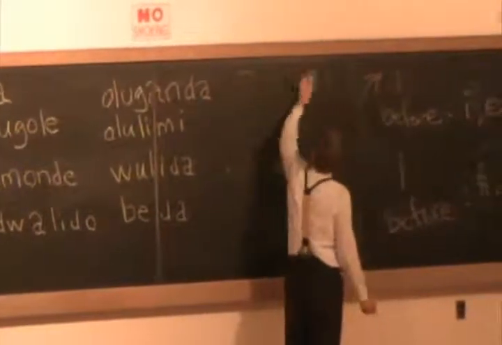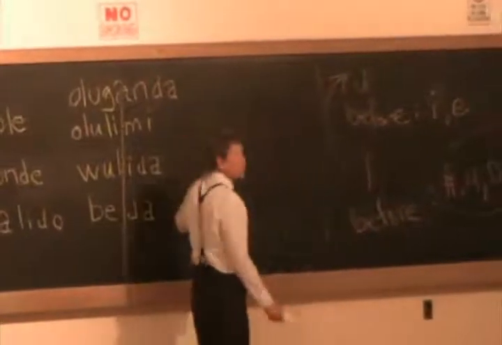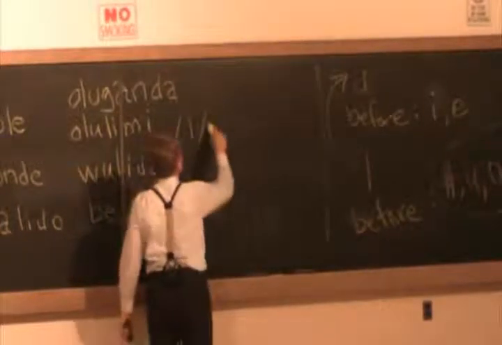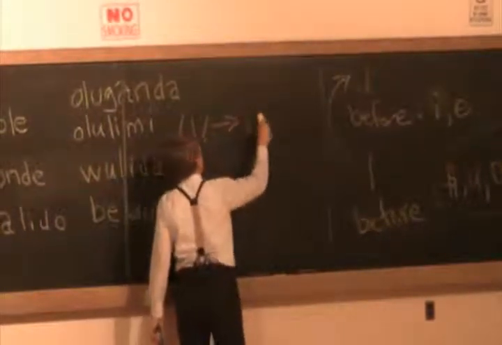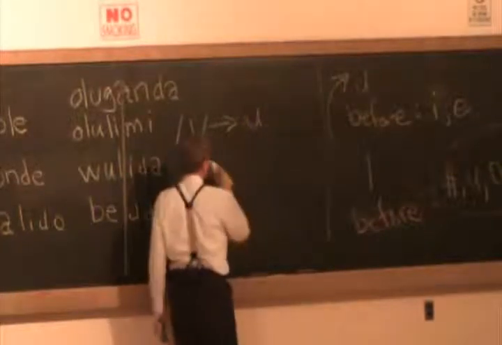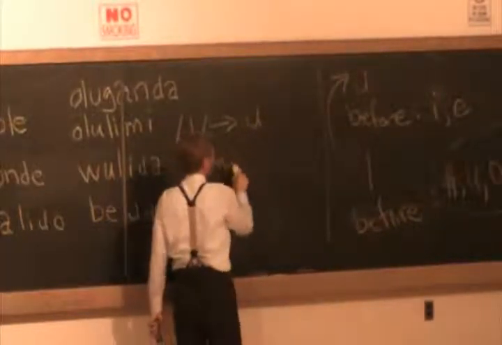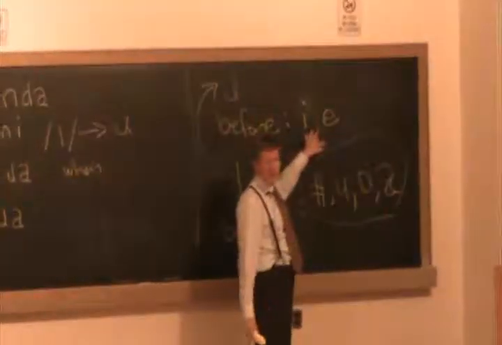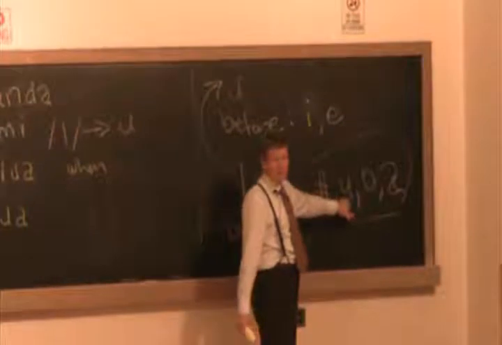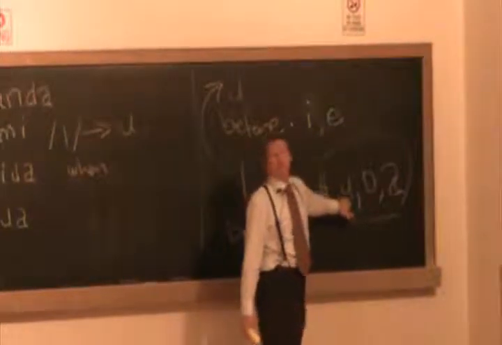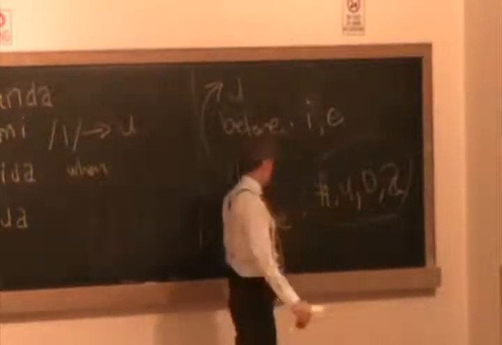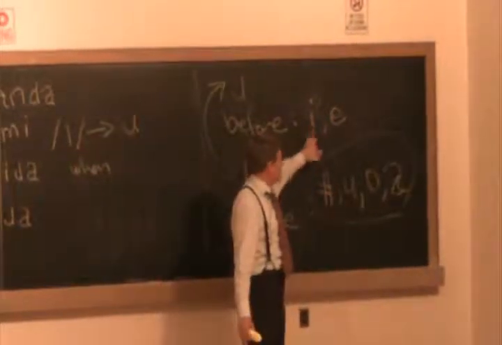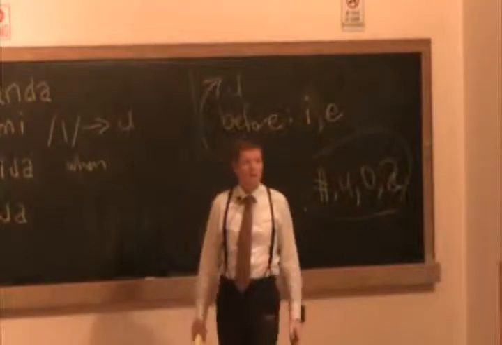What will that rule look like? It'll be la goes to ra when... okay, now let's figure out what these have in common that makes them different from the vowels where this rule does not apply, where la stays la. What makes these vowels different from oo and o and ah?